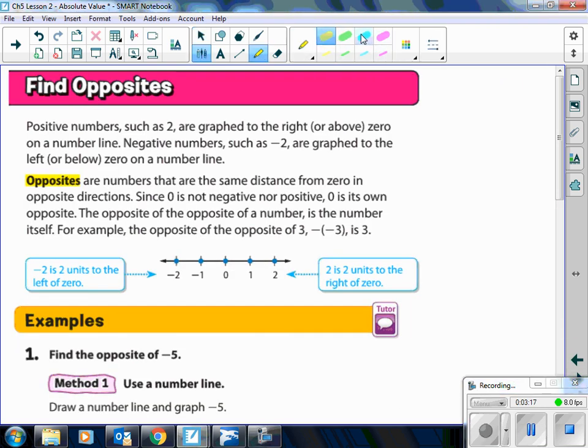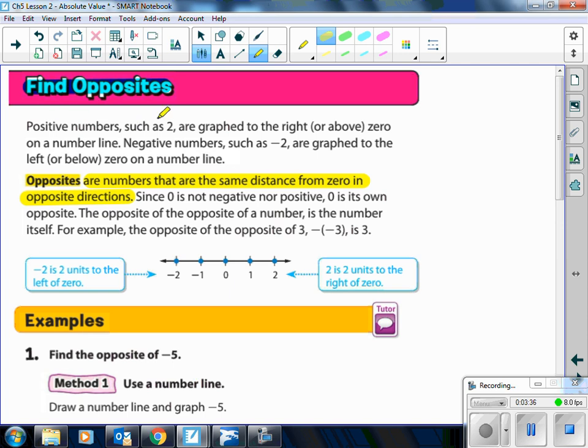So we are going to find opposites. Now, opposites, here I want you to make sure you write down these definitions. Opposites are numbers that are the same distance from 0 in opposite directions. Write that definition down.